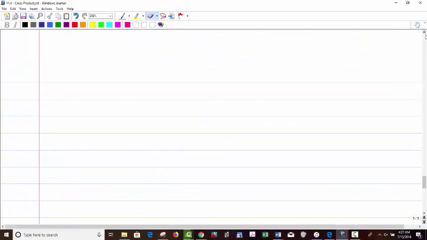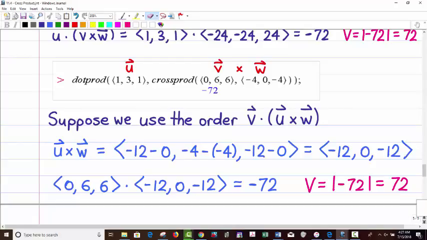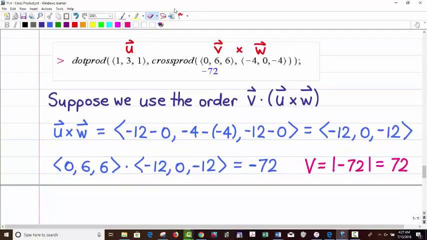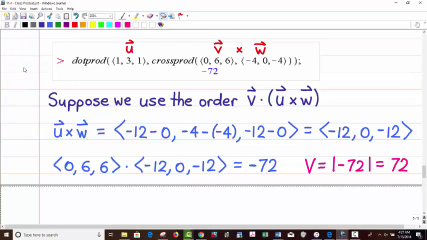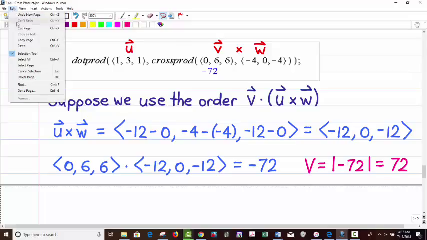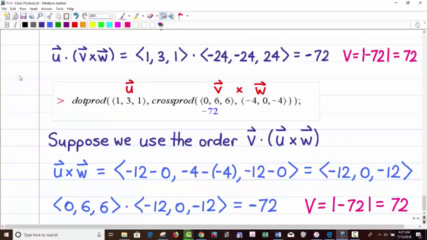So I was just showing, I reversed one of the orders. Right below, before I reverse the order, I have the Maple. So there's how Maple did it. It did the dot product with that cross product to get the same negative 72 that I got right there.